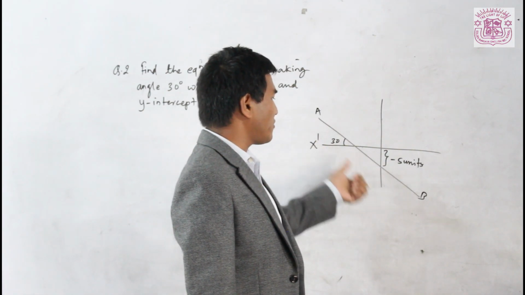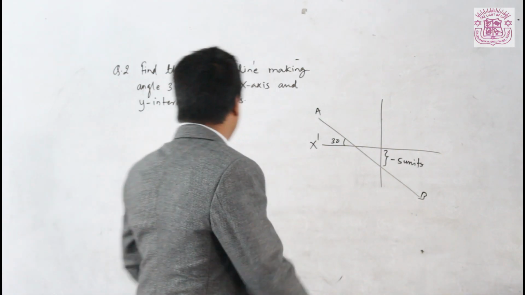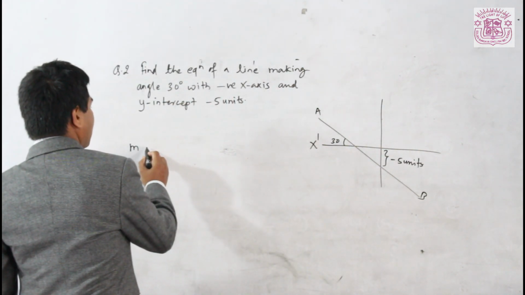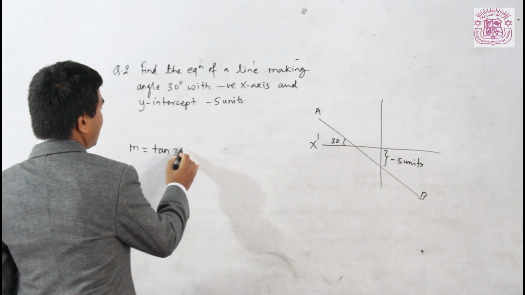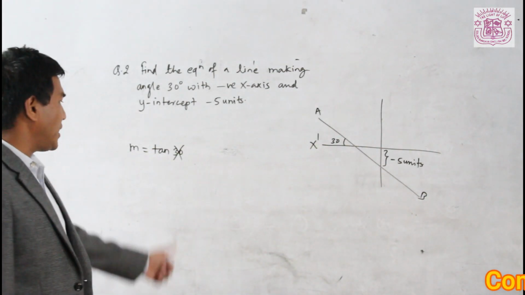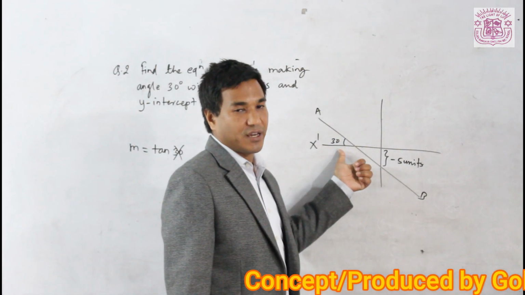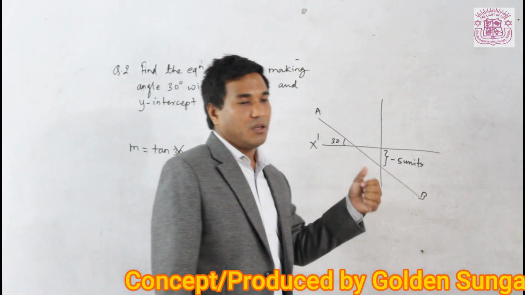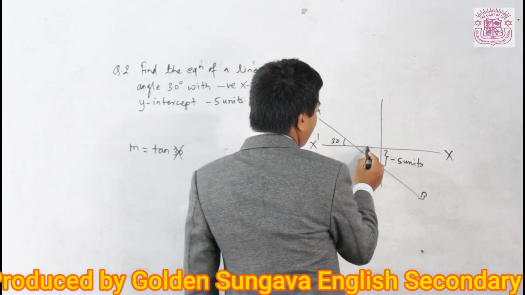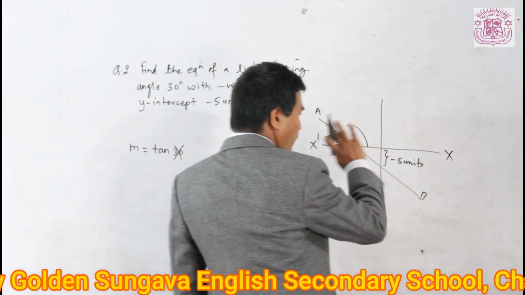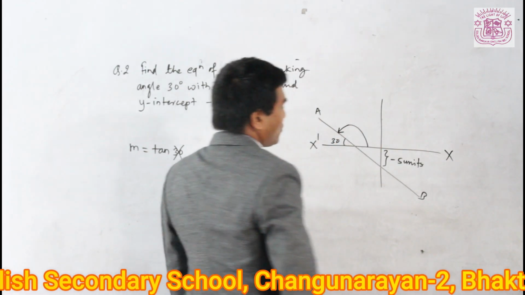For finding the equation of this line AB, you first need to find the slope of the line. So the slope of the line is given by m equals tan 30. No, that angle will never give you the slope of the line, because this is not the inclination angle. The inclination angle, or the angle which gives the slope, is always measured in the positive direction. That means this angle will give you the slope of the line.